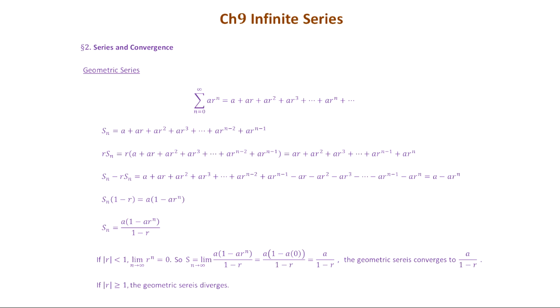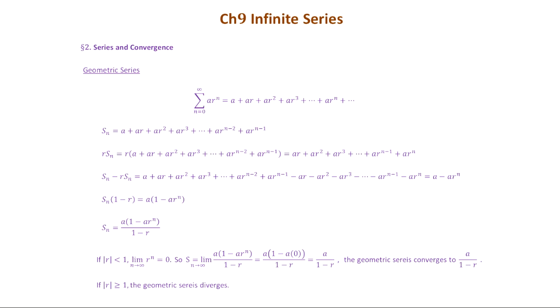So you are going to get a plus ar plus ar squared plus ar cubed up to a times r to the n minus 1. So that's a sub n. And then r times this one is just ar squared, ar cubed, and so on to a times r to the n, as we just did in the previous step.